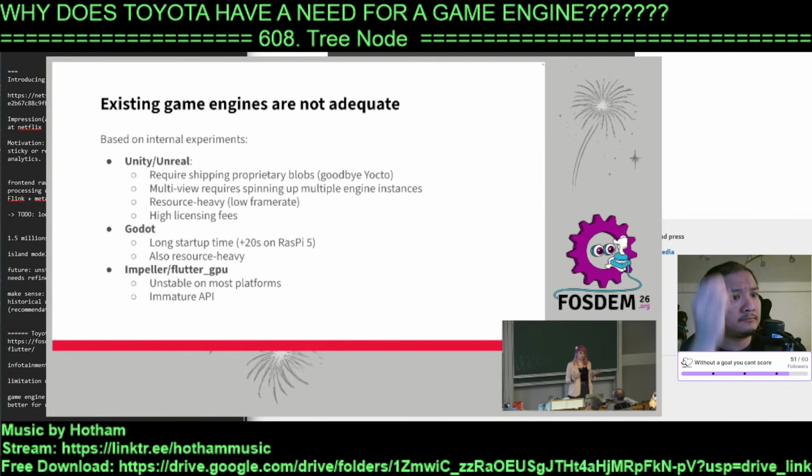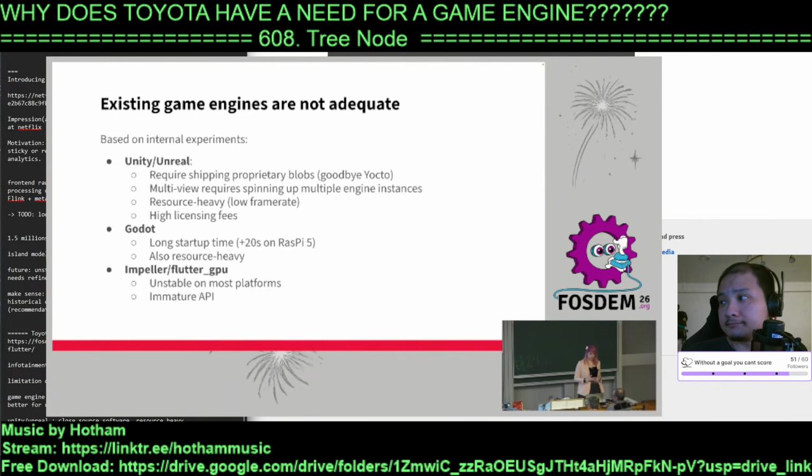They require proprietary blobs to be shipped as part of the Linux distribution, which unfortunately means that we would lose on Yocto compatibility, which is a massive chunk of our use cases. Not only that, but whenever you integrate a native view of this type in a Flutter application, for every single one of them, you have to spin up a separate instance of the entire engine, which is very, very heavy on resources, and in our experiments has led to very low frame rate and poor performance. On top of that, count hefty licensing fees that might go as high as multiple millions of dollars per year.